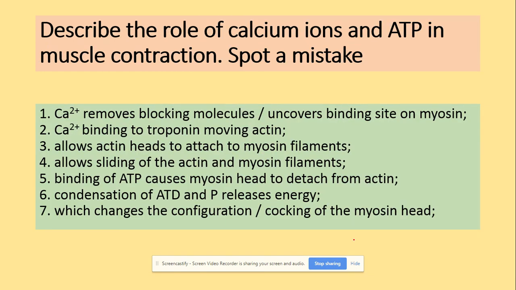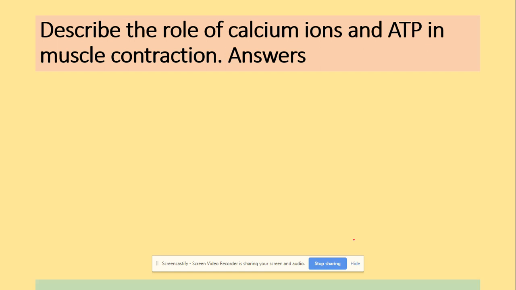So here a quick activity for you. You can pause the video and spot the mistakes. So what's wrong with that answer? And the question is to describe the role of calcium ions and ATP in muscle contraction. Right, ready for the checkpoint? So what was wrong with it?